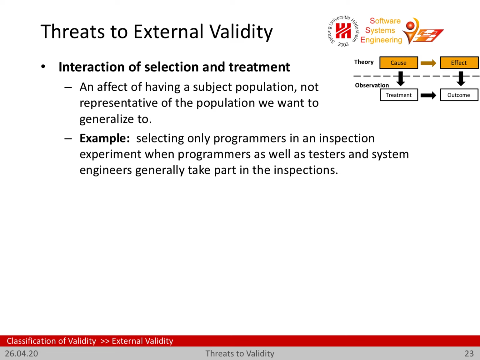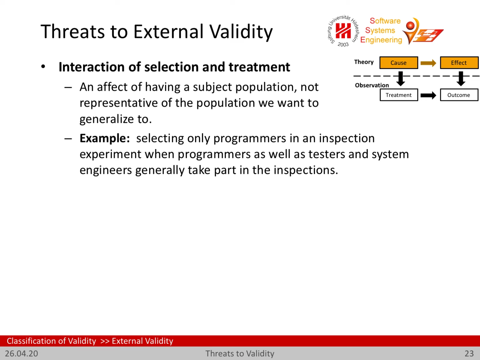Typical threats to external validity can be the interaction of the selection and the treatment. There may be an effect of having a subject population not representative of the population we want to generalize to. So, for example, selecting only programmers in an inspection experiment when programmers as well as testers and systems engineers generally take part in the inspections. So we just have the wrong type of subject.